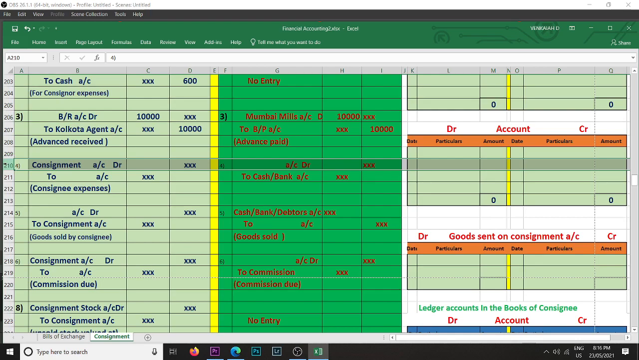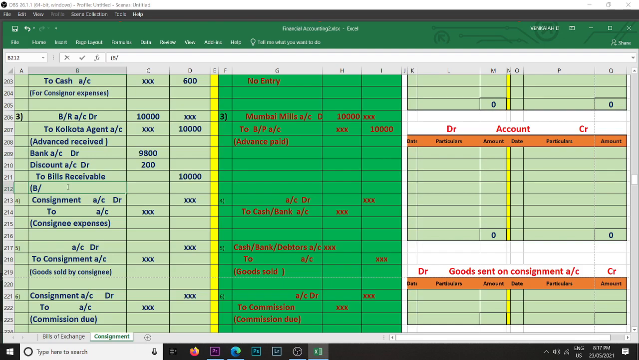Bills receivable account. Bill amount is 10,000. Discount is 200. So 9,800 is the amount. Narration is bills receivable discounted. This entry we know very well from the previous chapter, that is bills of exchange. Bill discounted.